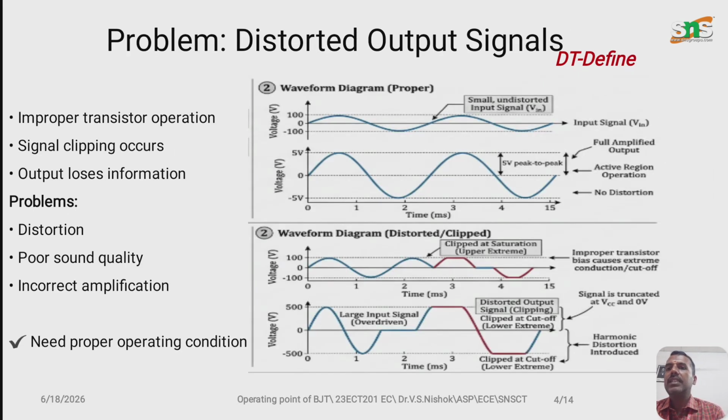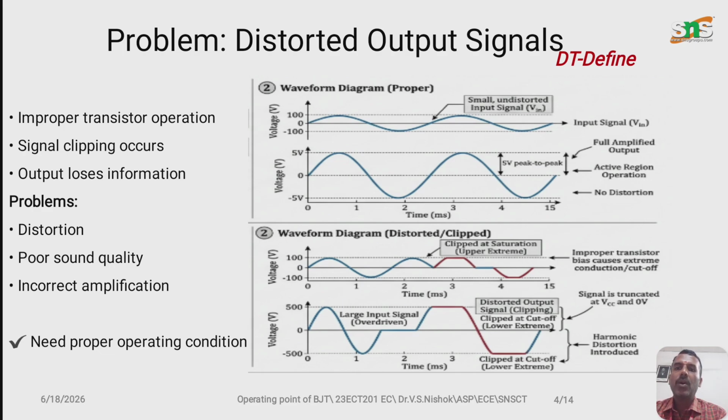If the input signal is not properly amplified, then it results in the distorted output signal. Distortion means clipping in the original signal or any loss in the output information. So that is called a distortion. Due to the distortion, the communication quality will be reduced and incorrect amplification is done. So these are the main drawbacks of the incorrect amplification.